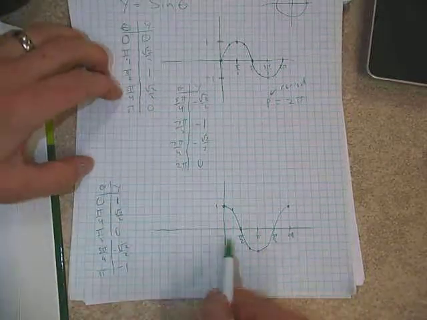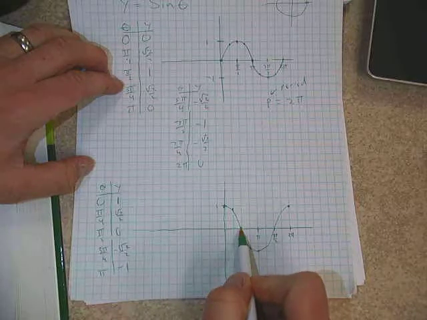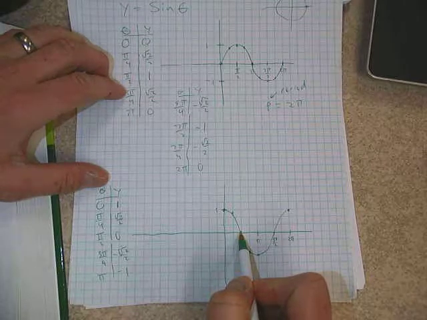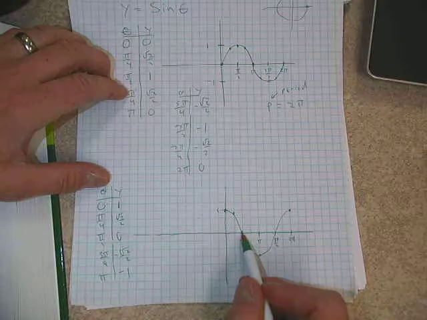Okay. And if we were to continue to plot, it would go up to 3 pi over 2. And then finally it would go back up to 2 pi right here. And once we get to that 2 pi, what's going to happen? Start over. Okay. All right.